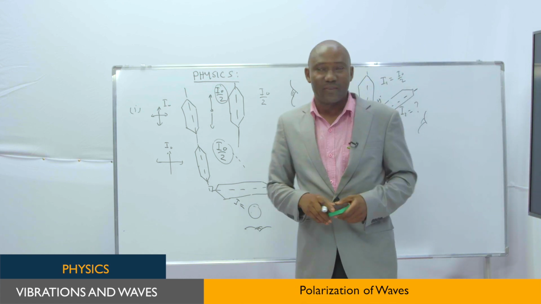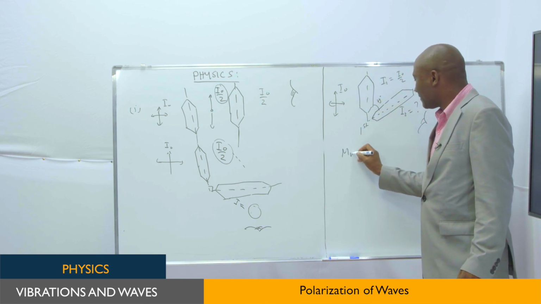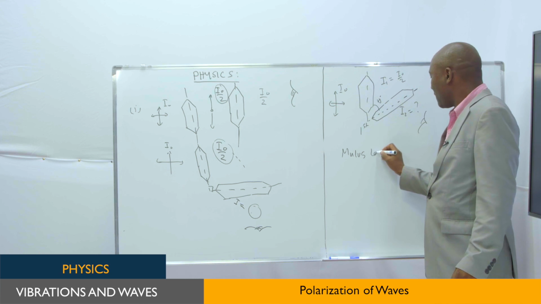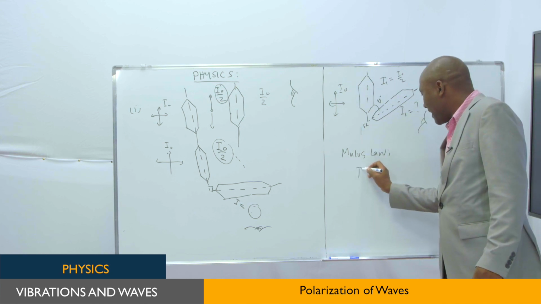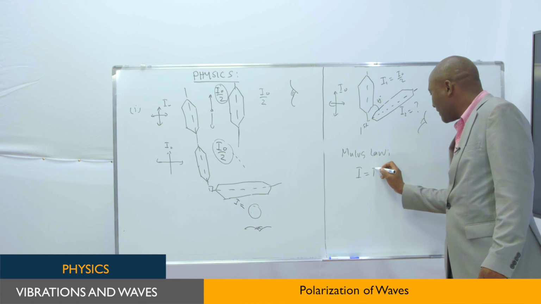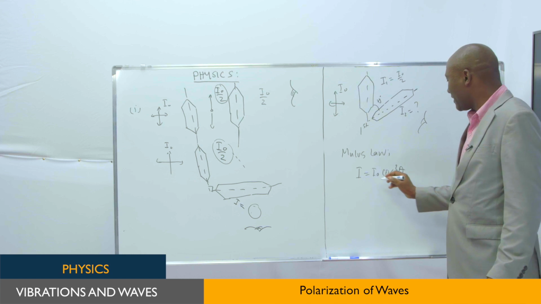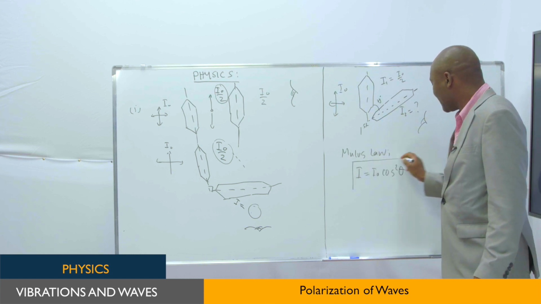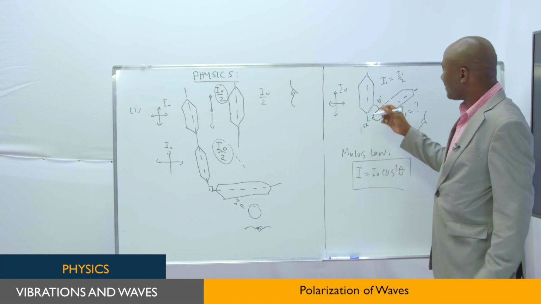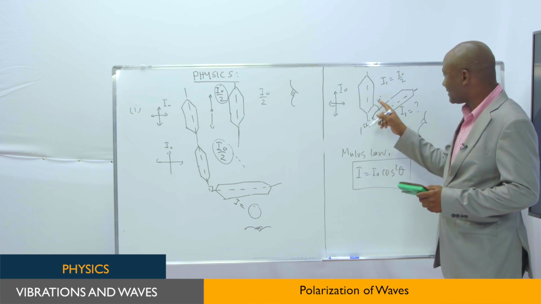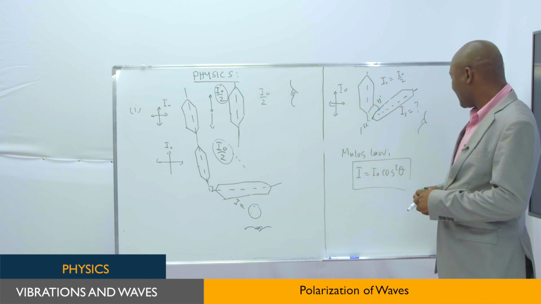To see that, we have the theorem. This is called Malus's law. The theorem says that I equals I naught cosine squared of the angle. This is the theorem which is used to find the intensity of the light when the angle here is given. What does this law say?